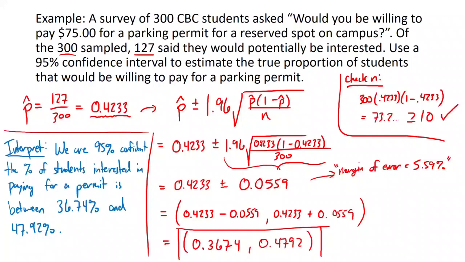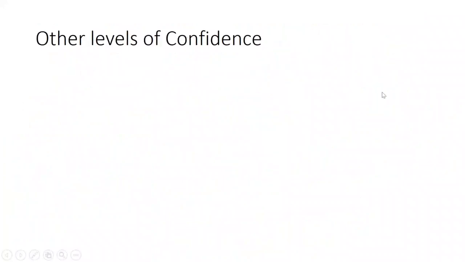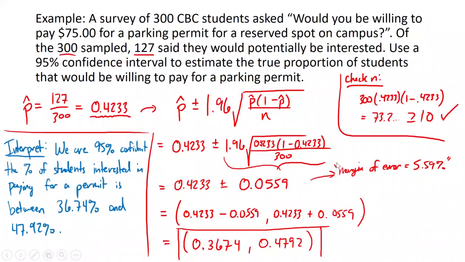Okay. So tomorrow, when we come back, we'll look at other levels of confidence. It's quite easy. You're just going to end up swapping out that number based on your confidence level, unless you want a number that's not on this table, which is rare, but then it gets a little more complicated, but it's still doable. That's what we'll go over tomorrow.